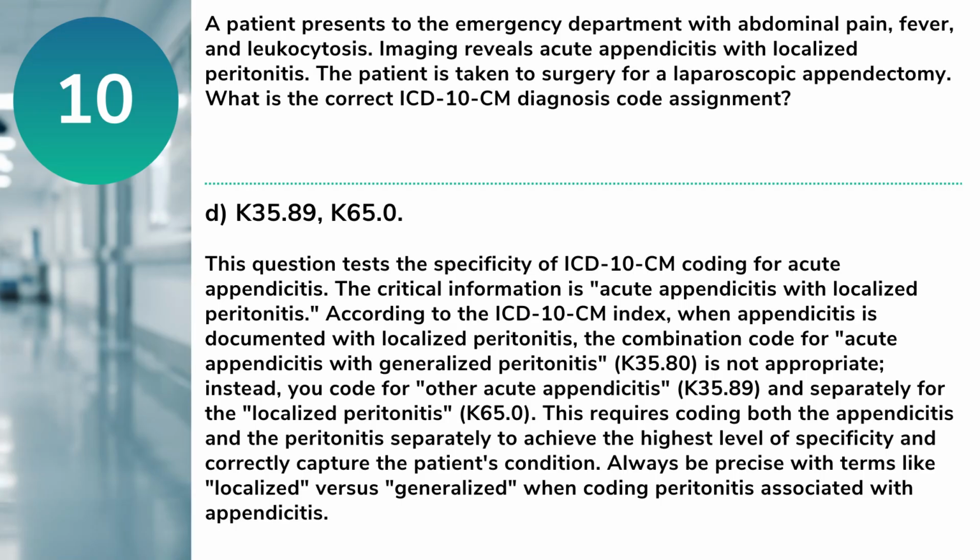Instead, you code for other acute appendicitis, K35.89, and separately for the localized peritonitis, K65.0. This requires coding both the appendicitis and the peritonitis separately to achieve the highest level of specificity and correctly capture the patient's condition. Always be precise with terms like localized versus generalized when coding peritonitis associated with appendicitis.